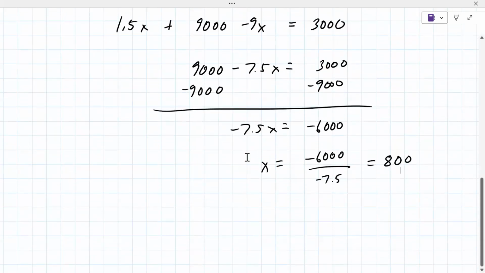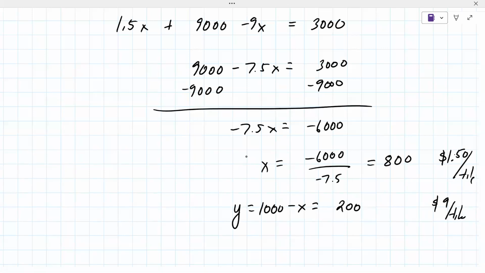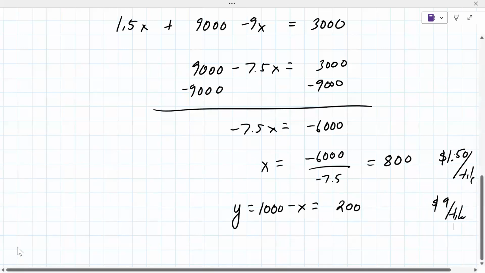And so you have to find both. You have to say, okay, well, Y is 1,000 minus X, which is 200. This is the $1.50 tile. This is the $9 tile. Sometimes they want you to write a sentence to finish it off to say like, you will use 800 square feet of the $1.50 tile, 200 square feet of the $9 tile. It's up to what your teacher's expecting. Yeah, we don't have to do that.